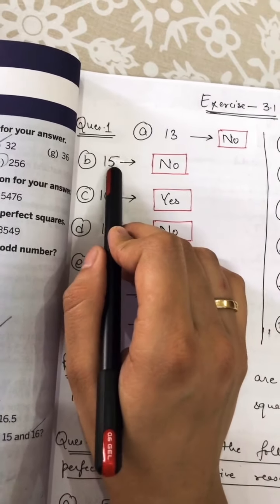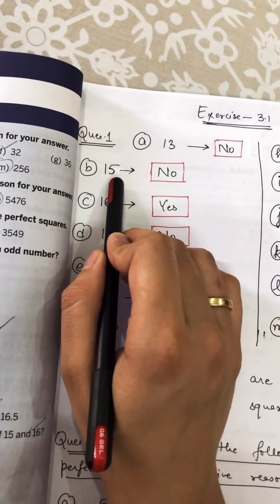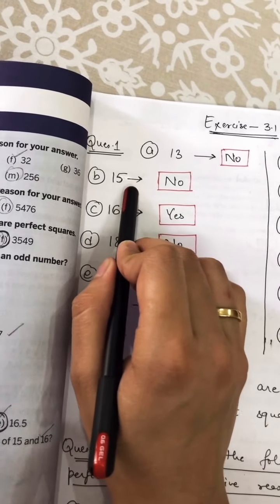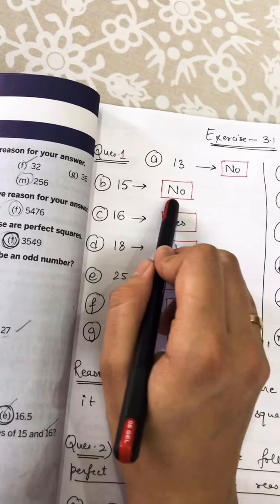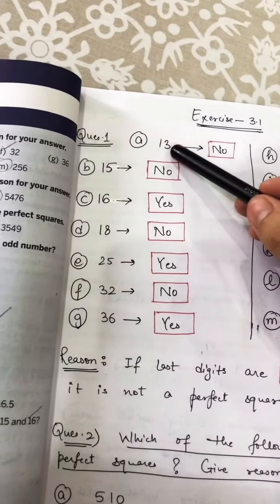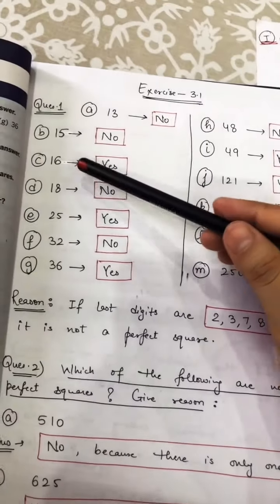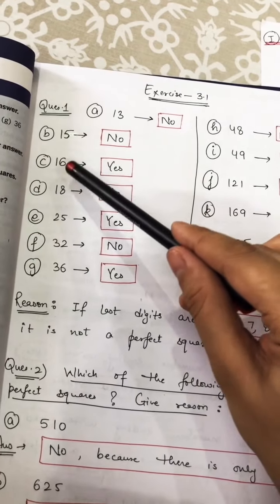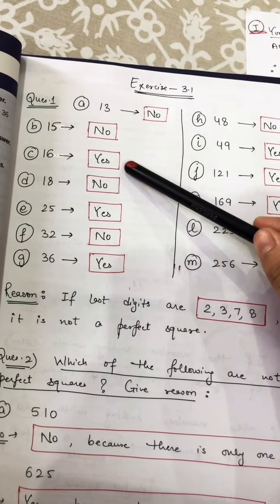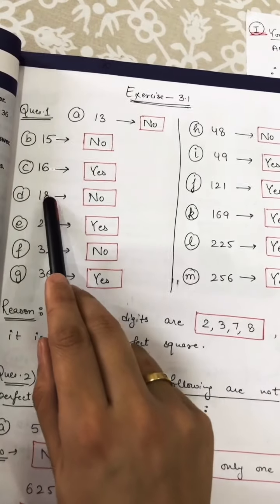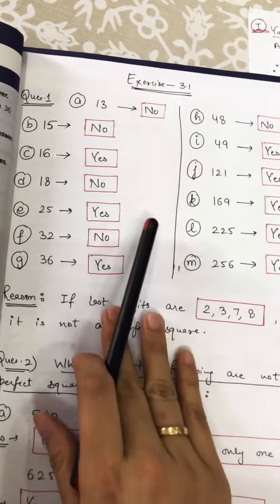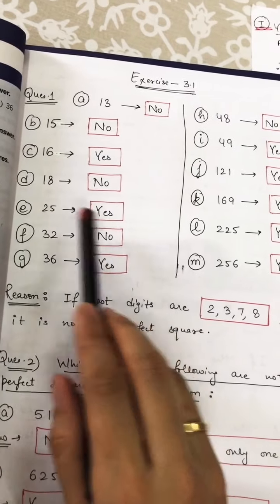Now see, 25 is a perfect square, but 15 is not the square of any number. So from here you have to calculate that it is not a perfect square. Otherwise, you have to check the last digit. Then 16, last digit is 6, so yes. 18, no, because the last digit is 8. 25, yes, 25 is a square of 5.